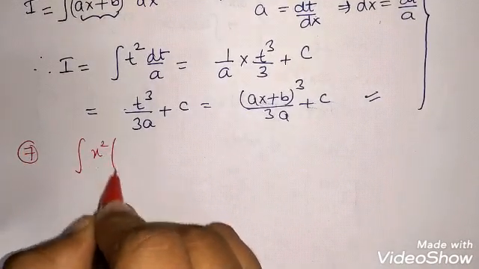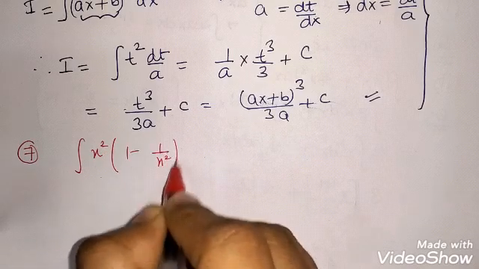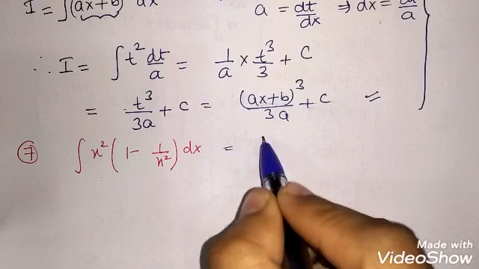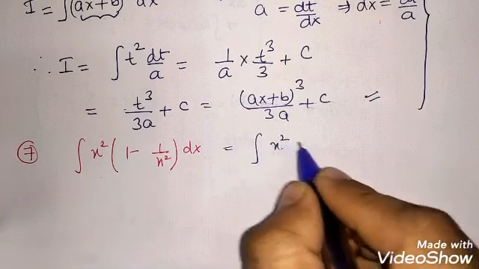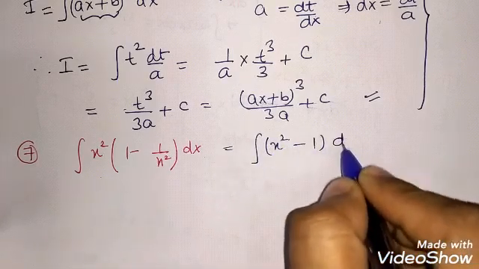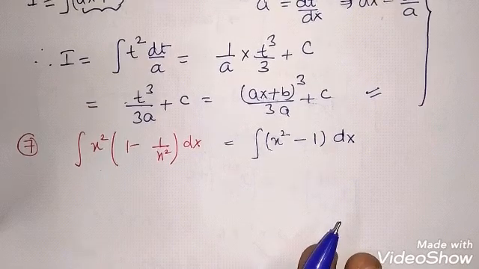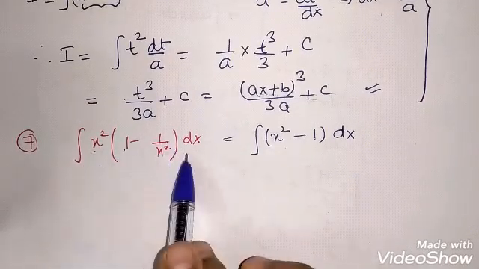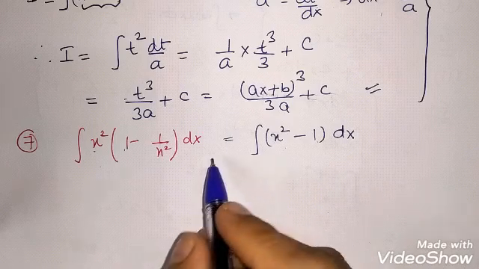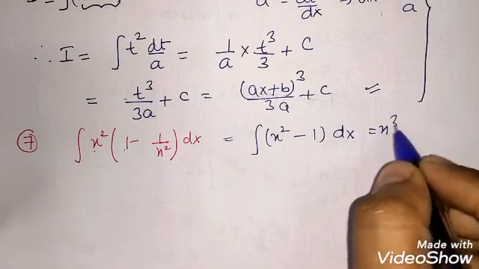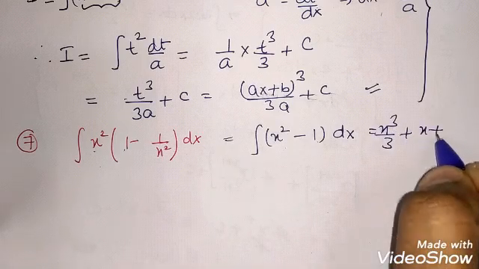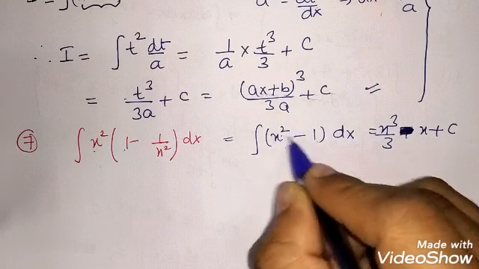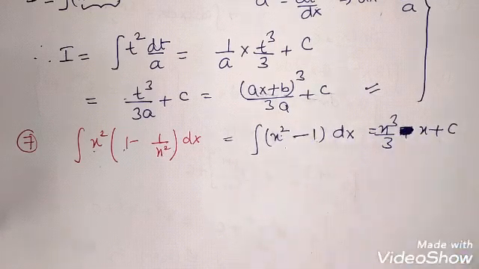Integration of x square times (1 minus 1 upon x square). As you know, in case of integration, we are going to multiply, integral of (x square minus 1) dx. What I did is, x square multiplied by 1 is x square, and x square multiplied by 1 upon x square will be cancelled. This is 1, and integration you know very well. This is x cube by 3 minus x plus c. Sorry, it's minus, not plus. The symbol is minus over here, so I am writing minus.